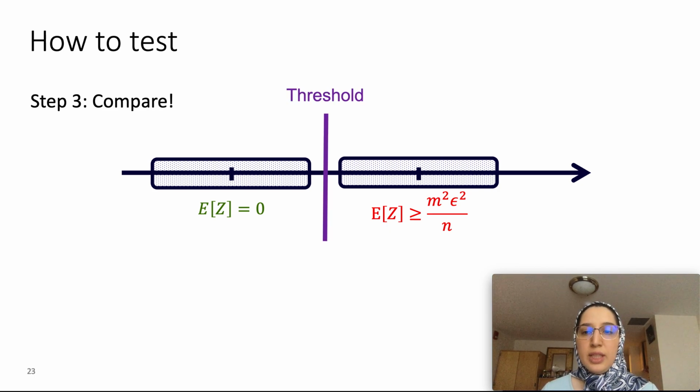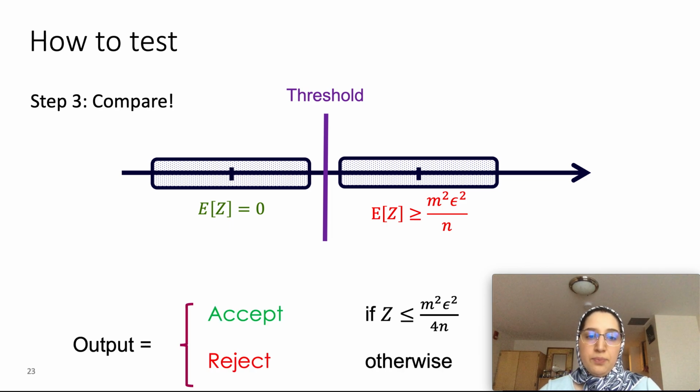And after that, we can just use a threshold function to distinguish between the two cases. If the value of the statistic is lower than the threshold, we accept, or say that P and Q are equal, otherwise we reject.